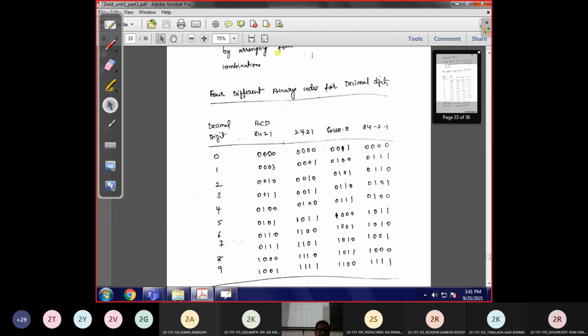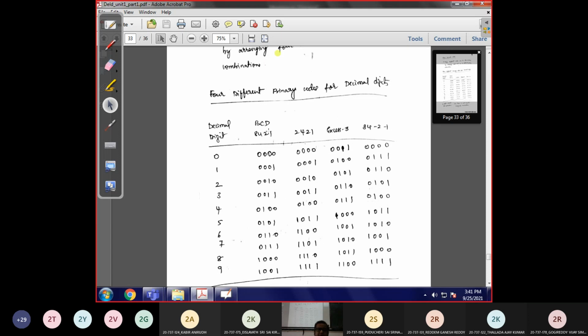The weight of 1 here is 1. Similarly, just add the weights and you will get the value of the number. In this case, the remaining 3 are zeros. So 8 is multiplied with 0, 4 is multiplied with 0, 2 is multiplied with 0, and 1 is multiplied with 1. Add them together and you will get the value as 1. Now, look at the case of 0010.